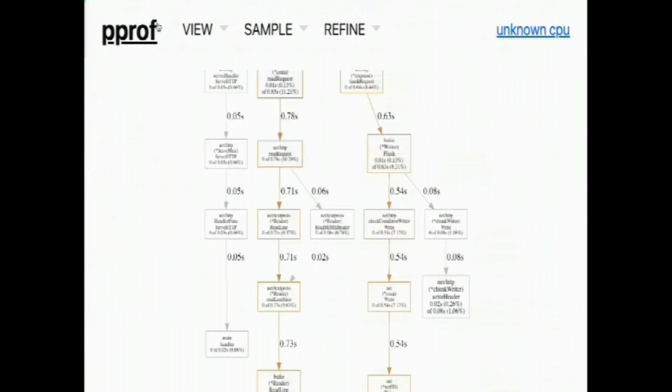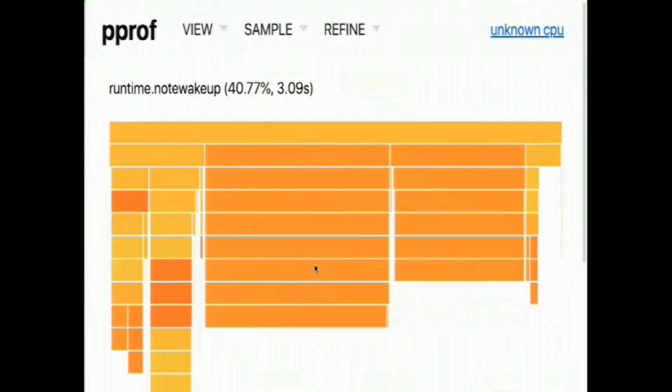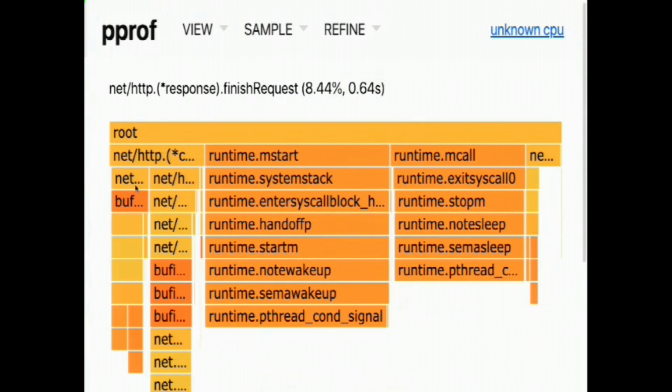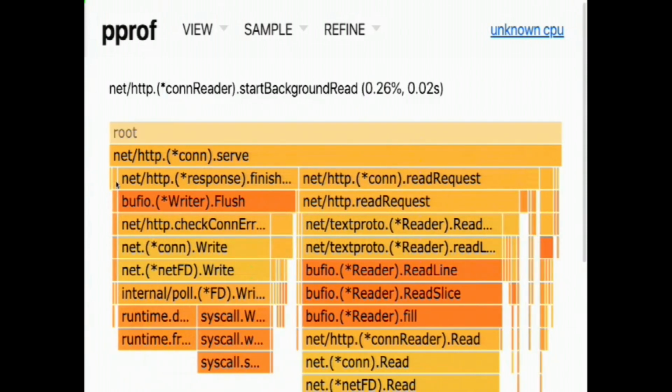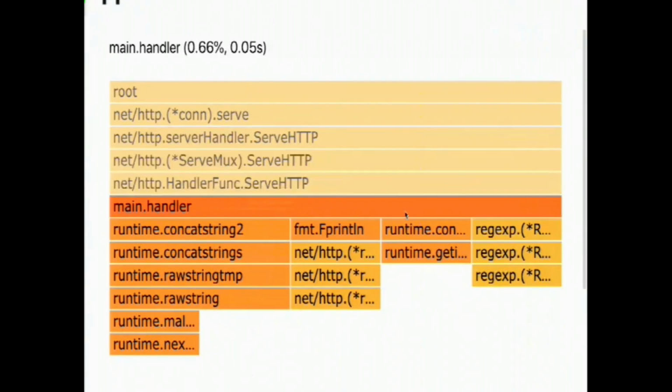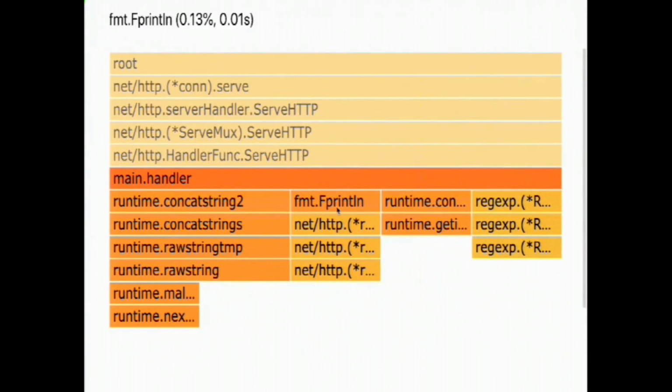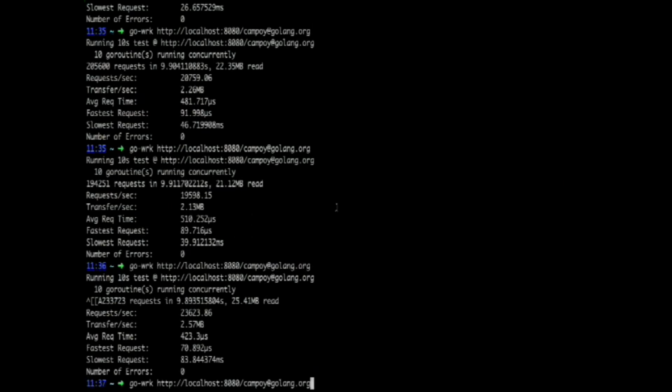So after 5 seconds, you should be able to see that this became so small that you cannot even see it. I think it's this one. Yeah, serve HTTP. And that main handler now spends most of the time just printing to the output.